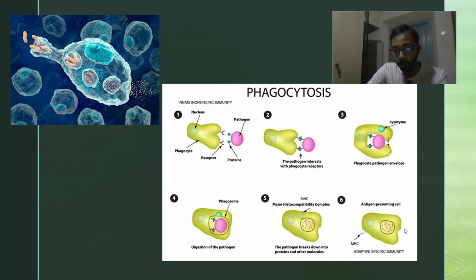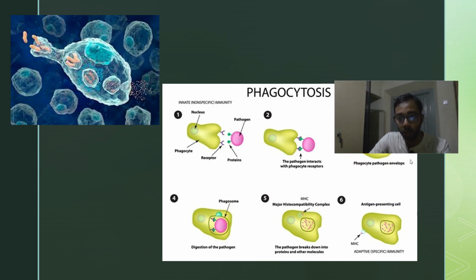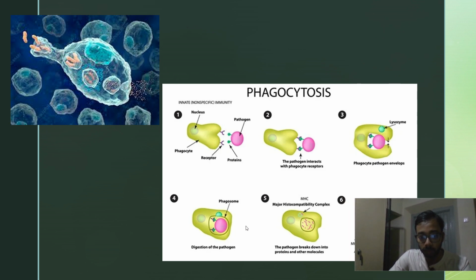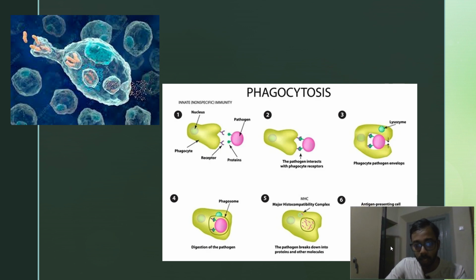After engulfing this pathogen, it forms a membrane-bound structure called a phagosome. Then ultimately this phagosome can combine with a lysosome, which contains various enzymes that can ultimately destroy that ingested pathogen. So this is how phagocytes such as macrophages and neutrophils work.